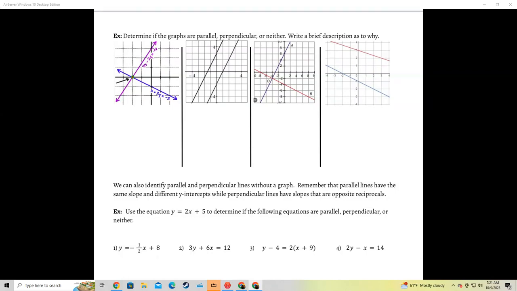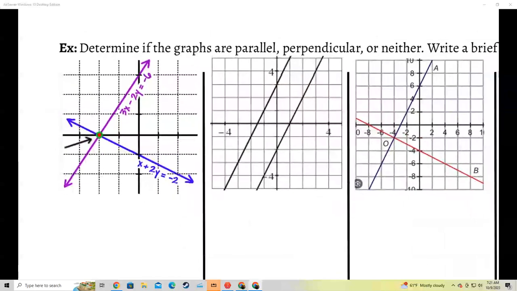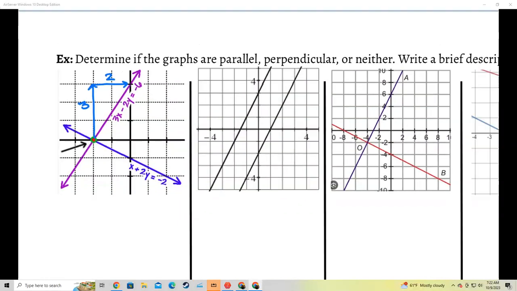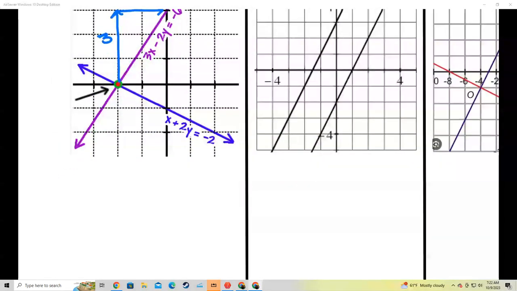Okay, so let's see what's happening on my first line. Let's take a look at that purple line first. I'm going to start from here, and it looks like the next dot is going to be here. So what happened on this graph? In this graph, it looks like it went up 3, right 2. So the slope for the first line, I'm going to call this M1, equals 3 over 2.